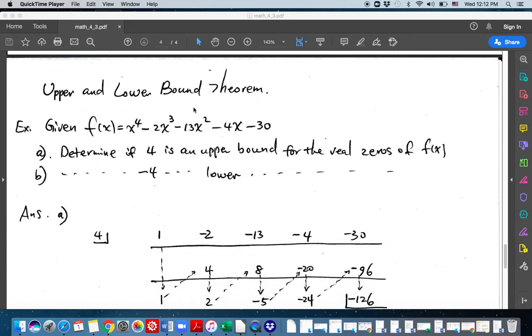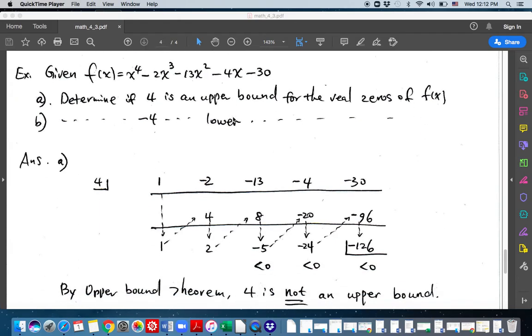So the upper bound and lower bound theorem says if you have a polynomial with real coefficients and with a positive leading coefficient, then you can determine whether a number is an upper bound or not by determining the signs of the numbers you get from synthetic division. Okay, so let's start with checking whether 4 is going to be an upper bound for the zeros of this polynomial. Let's start the synthetic division process.